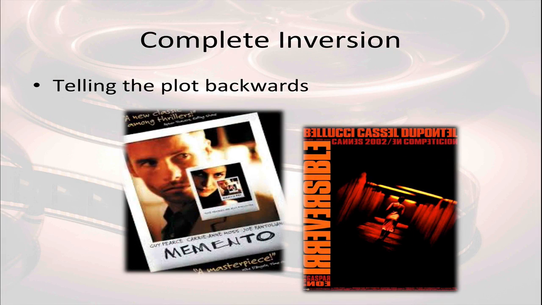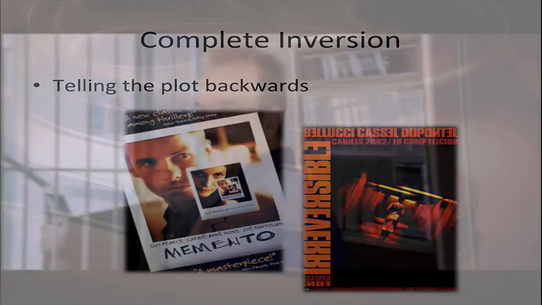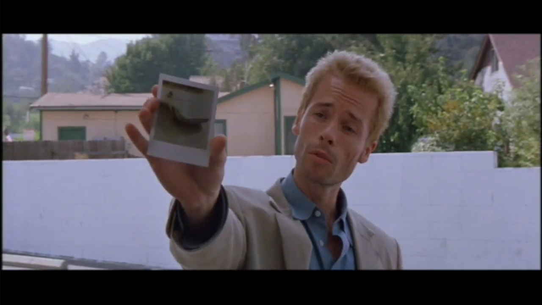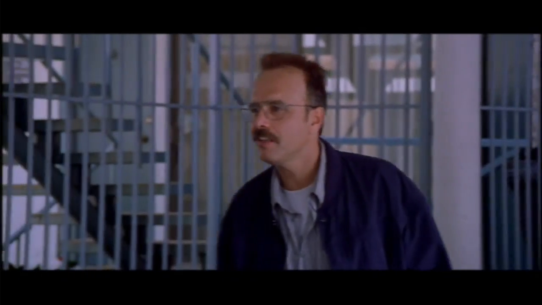So for example, in Memento, the first scene we get is one guy shooting another guy. We know that that is how this movie is going to end. We know that this character is going to kill this character. But then we sit there and figure out, well, why would he do that?